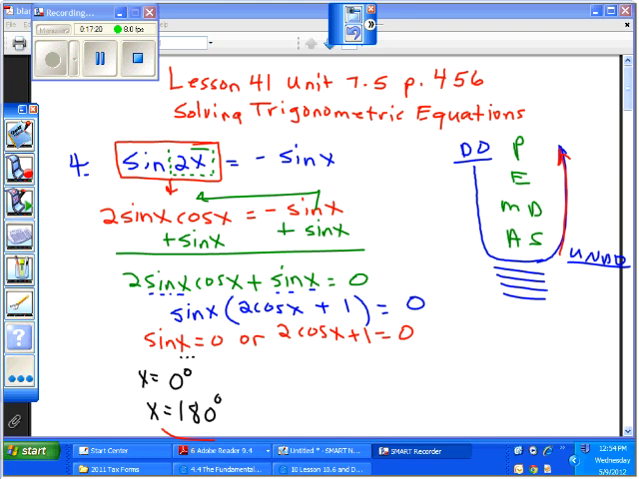I'm going to get the junk off of cosine x. I have multiplication and addition. I'm going to undo addition first by subtraction. And then I'm going to have 2 cosine x equals negative 1. Undo multiplication by division. And I'm going to have cosine x is equal to negative 1. And I'm going to say the cosine of what is negative 1? Well, the cosine of what is 1?